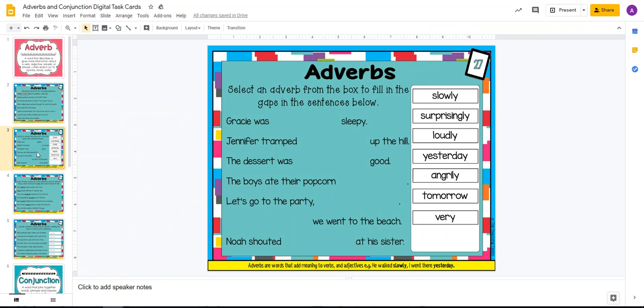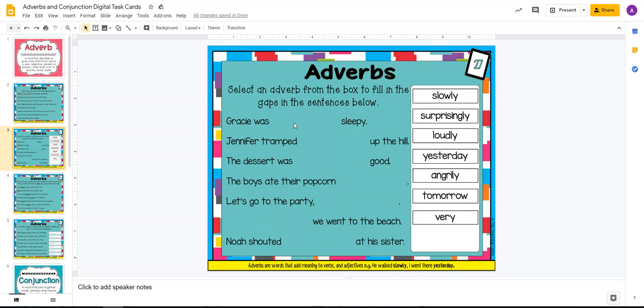On our next slide, you're going to select an adverb from the box to fill in the gaps of the sentences below. So these are all adverbs. Isn't it kind of funny that a lot of them end with ly? Remember, adverbs often end in ly. They don't always, though, because words like yesterday or tomorrow, signifying a time, don't end with ly, but they can still be an adverb.